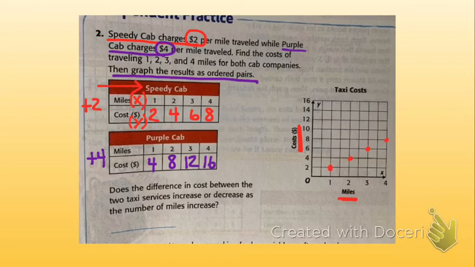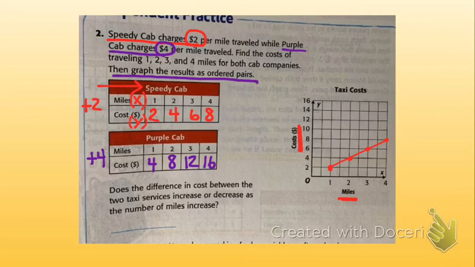And one of the keys to this is it should be a nice straight line when you get done. If it's not a straight line, then you have made a mistake somewhere. It should be a nice straight line as you go through those. If you have one where you can't draw a straight line, then you made a mistake plotting your points. All right, so let's go ahead and plot the Purple Cab now.